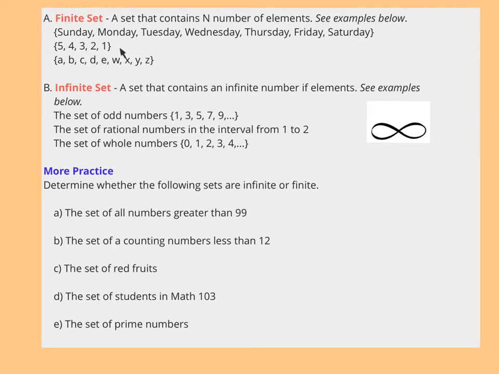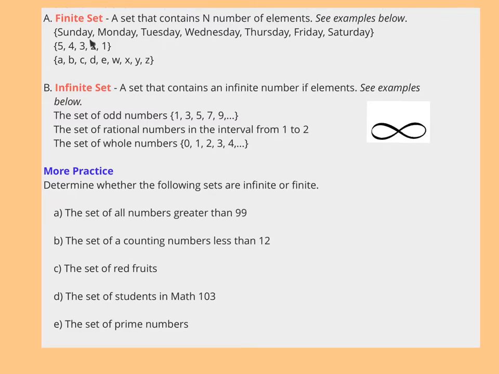In the next example, I'm looking at a set and it looks like I'm looking at counting numbers less than or equal to 5. So I have the set of 5, 4, 3, 2, 1. My set only has those 5 elements in it, so we would say it's finite. In the third example, I have a set that has a scattering of letters. I have A, B, C, D, E, W, X, Y, Z. Again, I have just this limited number of elements, 1, 2, 3, 4, 5, 6, 7, 8, 9. So 9 elements in my set. These are all examples of finite sets.